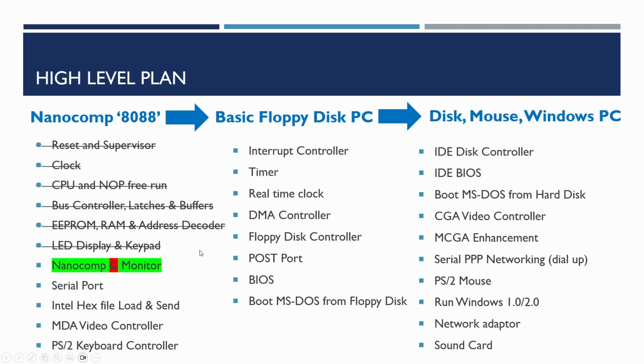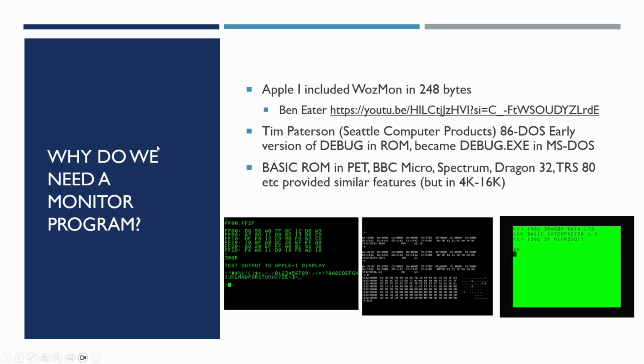So it's probably worthwhile just having a look, first of all, at why we need a monitor. In order for us to do our basic floppy disk PC, we need to add quite a bit of hardware here and get a BIOS working so we can then boot MS-DOS. In order to do that, we're going to need something to allow us to do simple test software and be able to do test programs for these various things as we add them, and ultimately we'll get the BIOS working. So why do we need a monitor program?